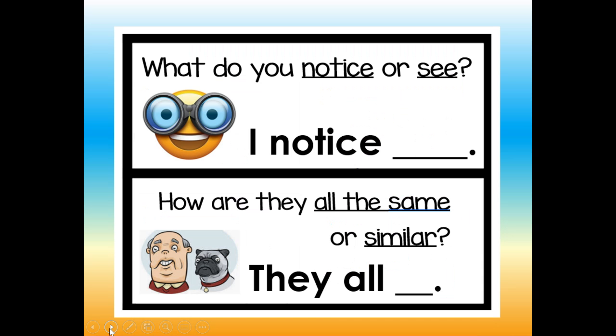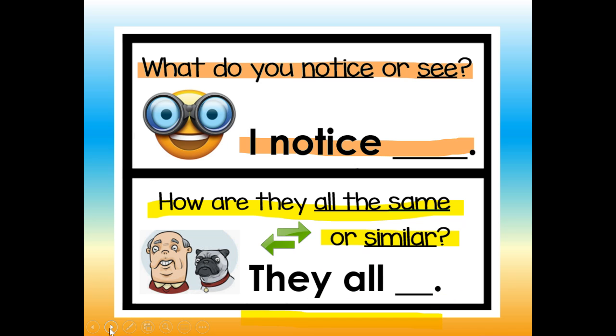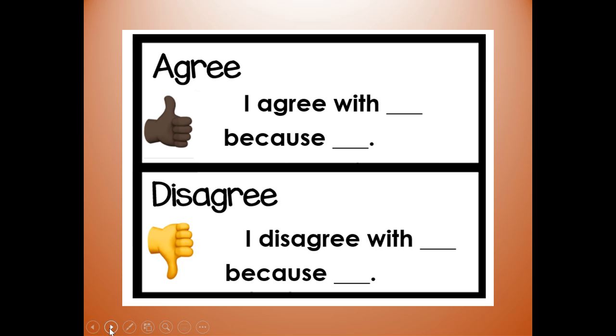For each group of pictures, I'm going to ask you the same thing. What do you notice or see? And you can say, I notice, and tell me what you notice about 1, 2, or all 3 of the pictures. And then I will ask you, how are they all the same or similar? So then you will say, they all. And if you have a partner or if you agree with me, you can say, I agree with you because, and tell me why, or I disagree with you because, and tell me why.